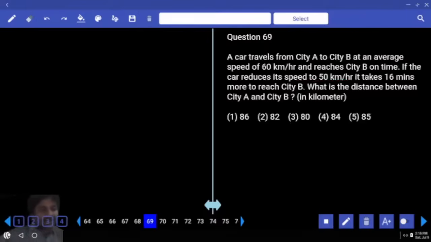Next. A car travels from city A to B at an average speed of 60 km per hour and reaches city B on time. If the car reduces its speed to 50 km per hour, it takes 16 minutes more to reach city B. What is the distance between city A and B? Okay. Initial speed was, later.